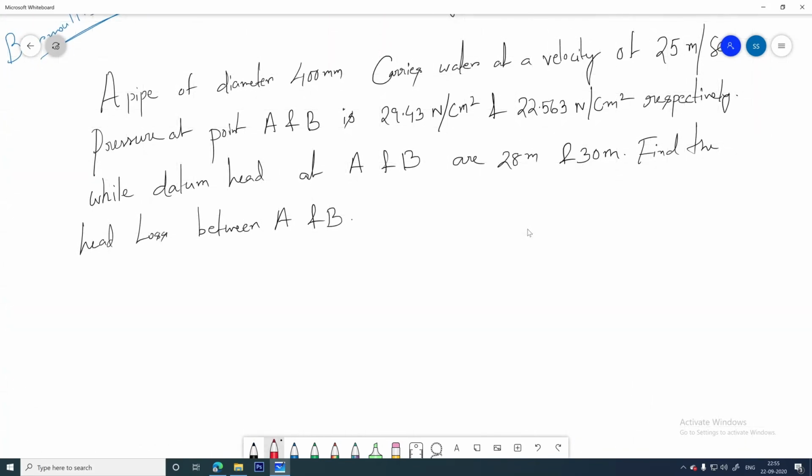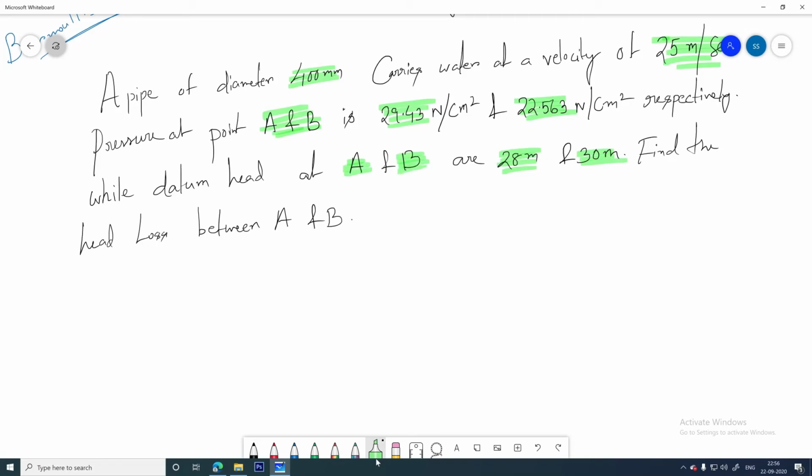Look, very simple. Here it is said that a pipe of 400 mm diameter carries water at a velocity of 25 meter per second. So only one single velocity is given. Why it is given, I will show you later on. The pressures at points A and B are 29.43 Newton per centimeter square and 22.563 Newton per centimeter square respectively, while the datum heads at A and B are 28 meter and 30 meter for point A and point B.